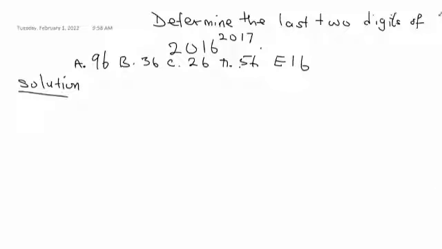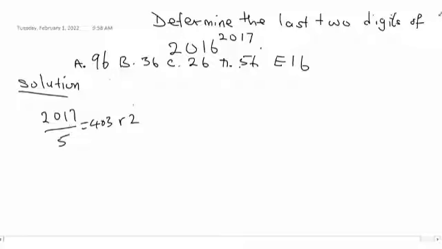Here we are to determine the last two digits of 2016 raised to 2017. To determine this, the shortest way is to say 2017 divided by 5, and that gives us 403 remainder 2.